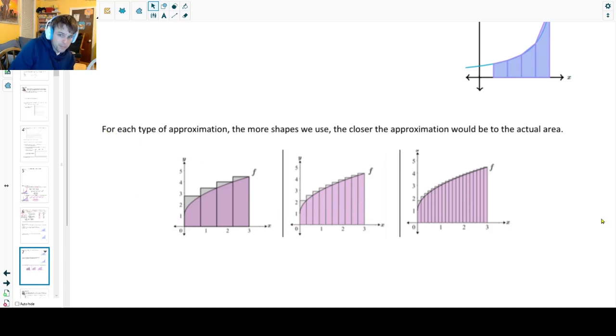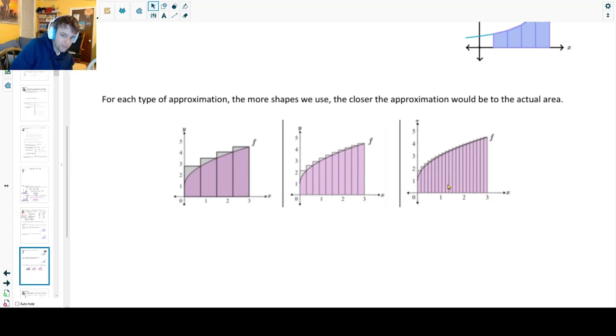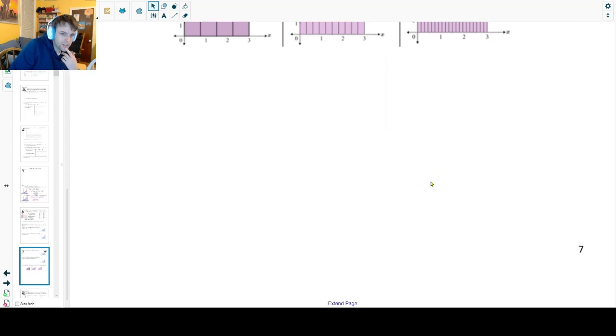Basically, for any of these approximations, the more rectangles we use, the closer our approximation is. And you can see here going from 4 subintervals to more, 4 to 12, something like that, and then to an even greater number, there's less error, right? We have very big sections of overestimate here, much smaller ones here, and then tiny little minuscule overestimate here. It's still an overestimate, but it's much closer to the actual area. So the more subintervals we use, the more accurate our approximations are going to be.